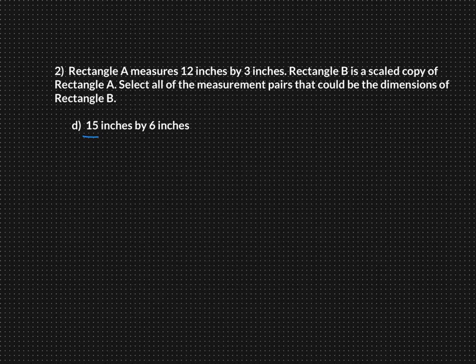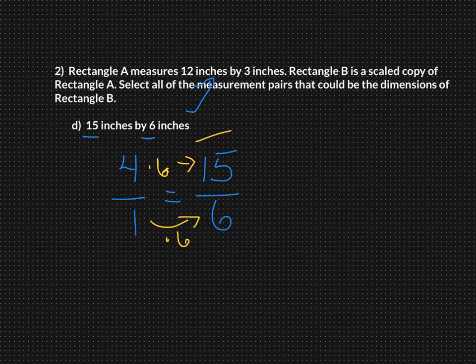Now again, 15 and 6 is not an obvious ratio of 12 to 3. So I'm going to use that reduced form that I had done, which is 4 to 1, and see if I notice anything here. Well, I can go the easy route, and I know that 1 times 6 is 6. So it's 4 times 6, which is 24, not 15. It is not. So therefore, this again is not a scaled copy.